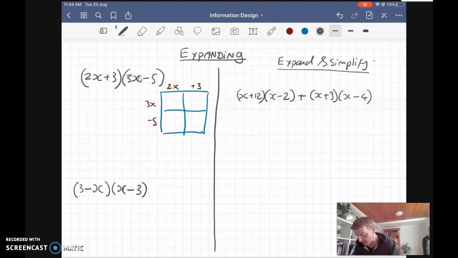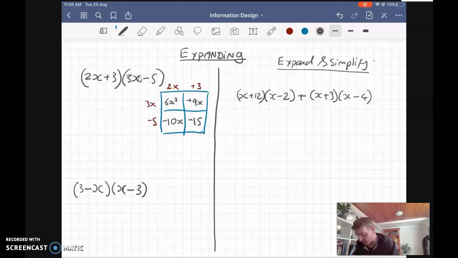So 3x times 2x, 6x squared. People may often just do 5x squared. So it's really important that you're multiplying and not adding. 3x times positive 3 is plus 9x. And I always put in that sign because it helps me when I simplify later on. And negative 5 times 2x is minus 10x. And then negative 5 times plus 3 should be negative 15.